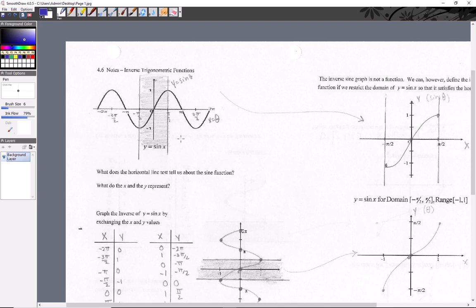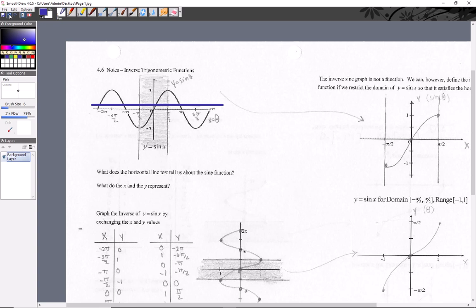So the first thing it asks you is, what does the horizontal line test tell us about the sine function? Well, if we just come up here and put a horizontal line through this, it's going to cross this particular graph in many, many places. So it's failing the horizontal line test. What that tells you is that if you go to invert this thing, the inverse will not be a function. It will be a relation, but it will not be a function.